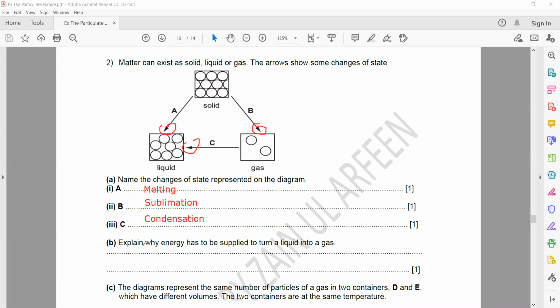And the second part B: why does energy have to be supplied to turn a liquid into gas? So if we want to convert a liquid into a gas, why do we have to supply energy? To move the particles apart, that's one answer. What about others? So particles can move apart, yes. What else can we mention? To make the particles further apart, yeah, that's right.